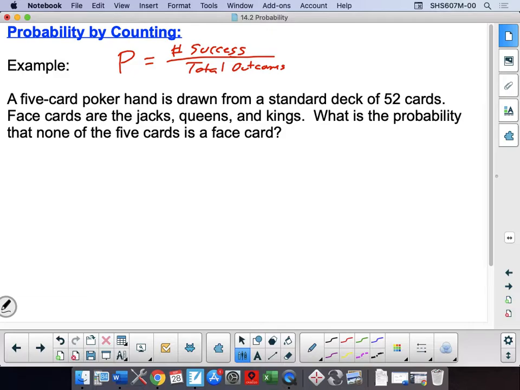So if I want to find the number of cards that are not face cards, right? The probability of not having face cards. There's 40 non-face cards. True? True. So there's 40 cards that are non-face cards. That's a true statement. So taking out 3 of each of them, all 4 suits.